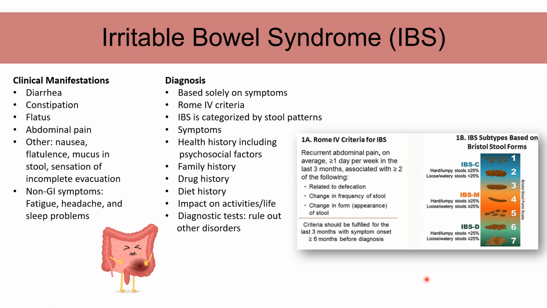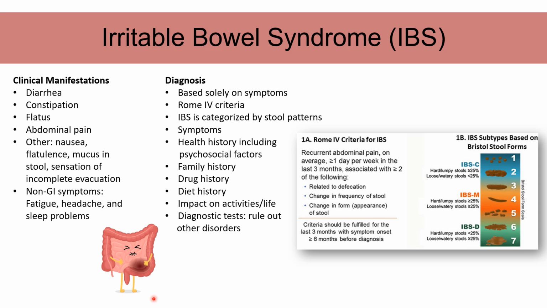It's here. So this is the Bristol stool chart. If you have recurrent pain more than once per week in the last 3 months associated with more than 2 of the following, then you may be diagnosed with IBS. So you can kind of read through this and get a history. You don't need to know the exact criteria or anything.